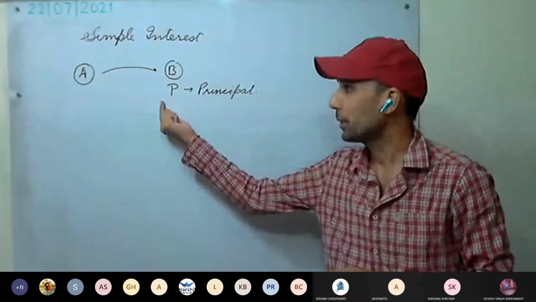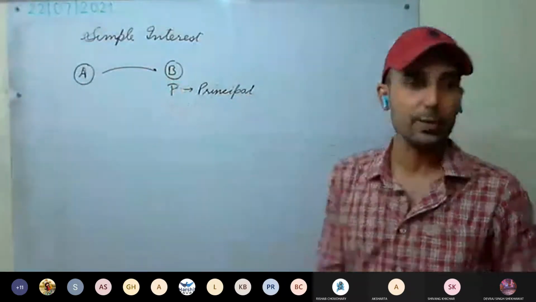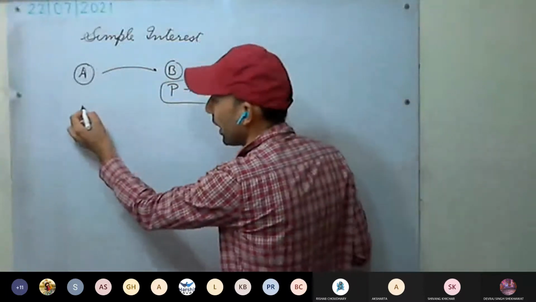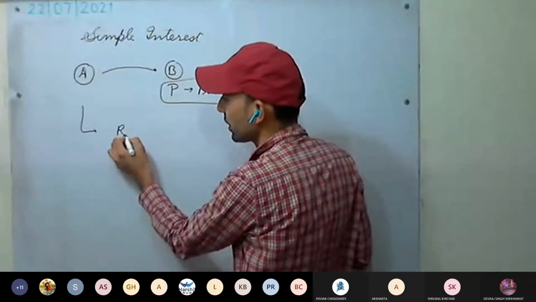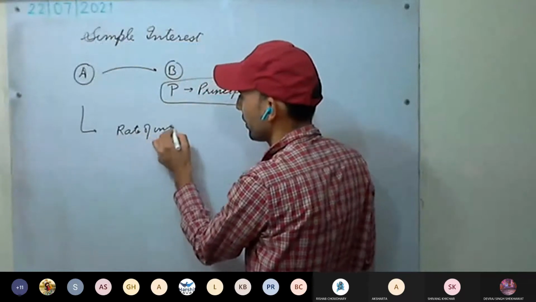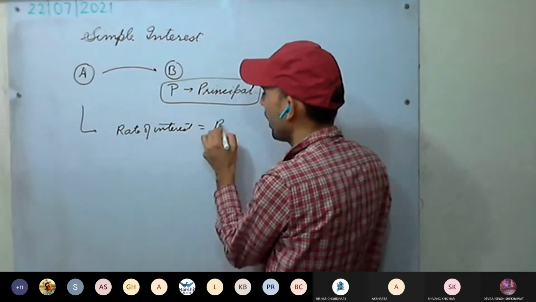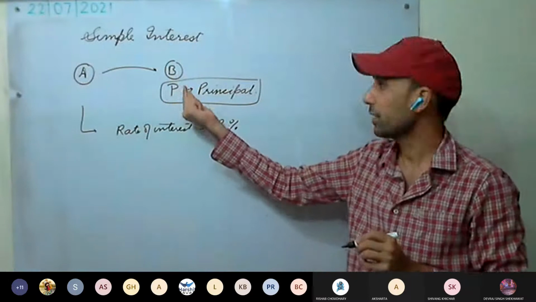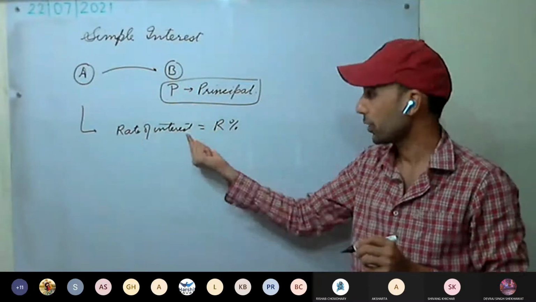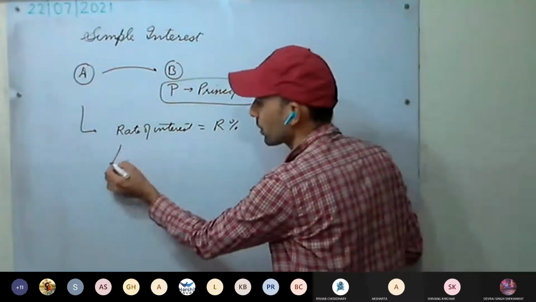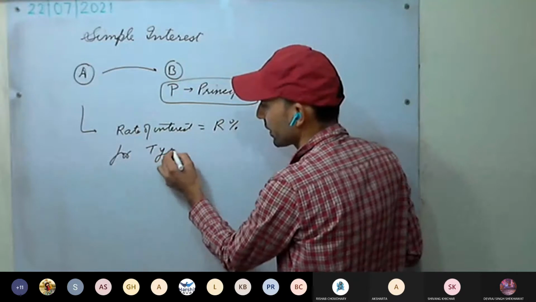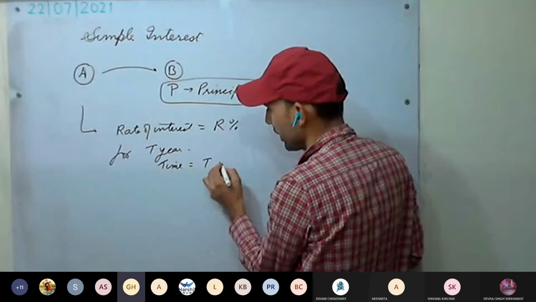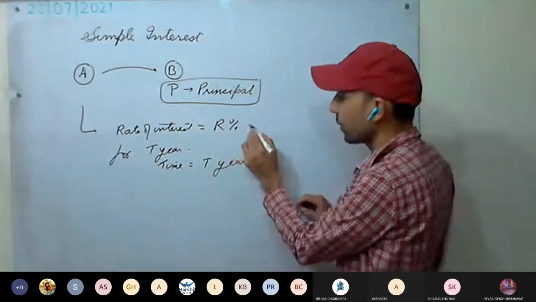Principal. So principal, how much he has borrowed? B has borrowed the principal. That money is called principal. Now, at what rate interest is being charged? Rate of interest, that is R%. If A is lending money P to B at a rate of interest R% for T years. So time is how much? T years.